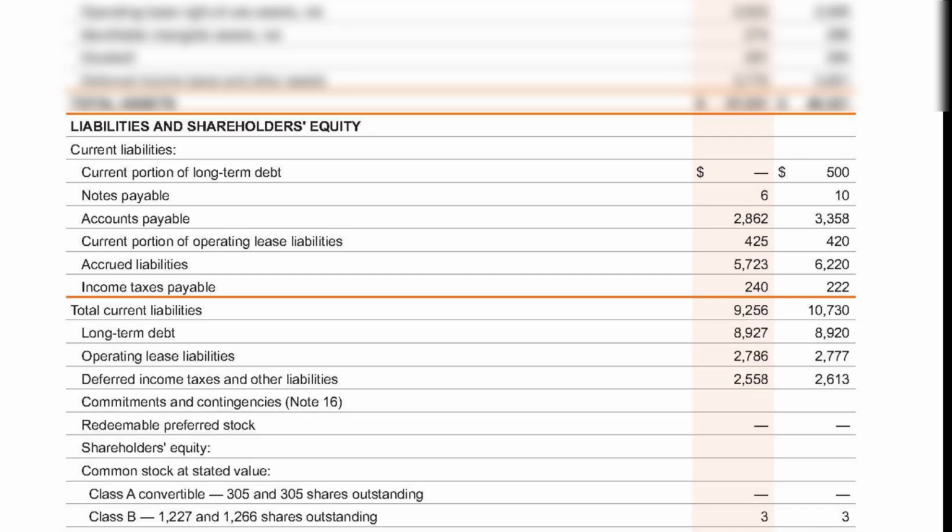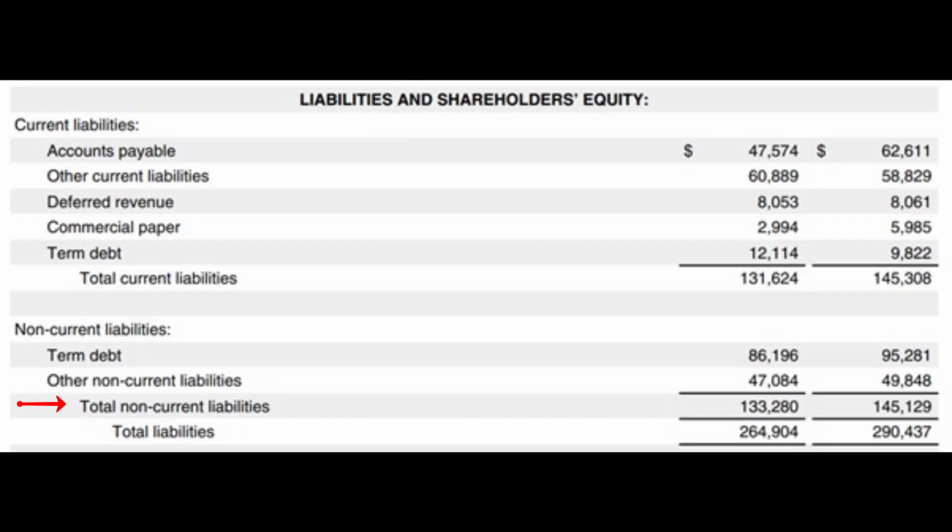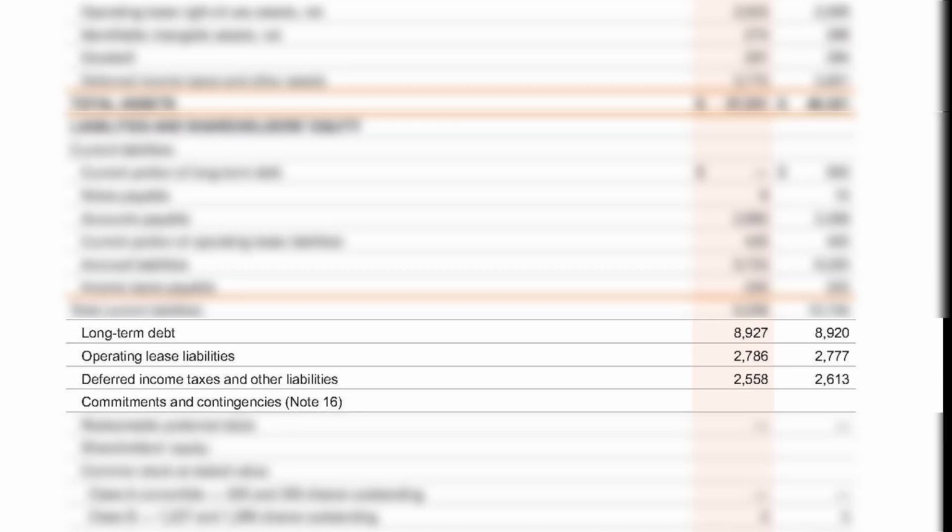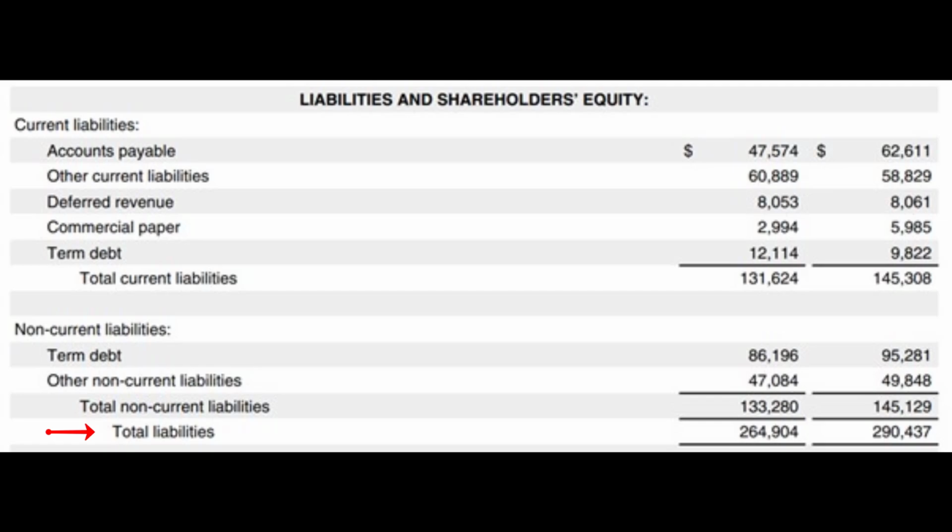Next, we have the non-current liabilities, but it is not clearly displayed where they end. This will usually be displayed for you, such as Apple has done here. Anyway, first we have long-term debt, operating lease liabilities, deferred income taxes, and other liabilities. Add these all up and you get the total non-current liabilities, which unfortunately Nike does not show. But here we have Apple's balance sheet where they do.